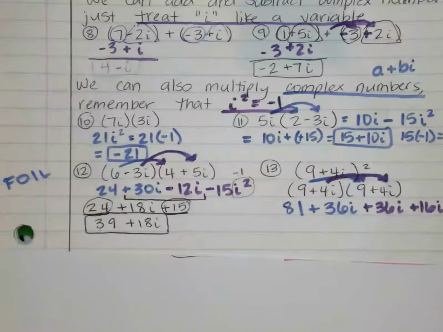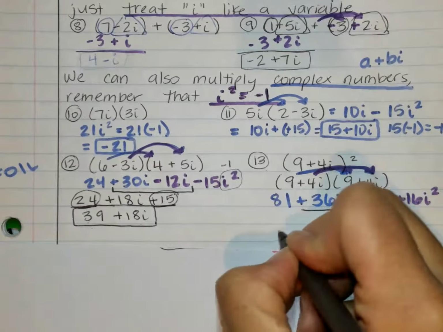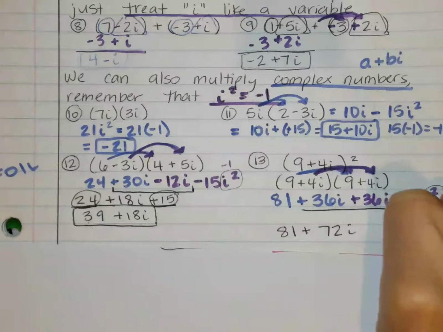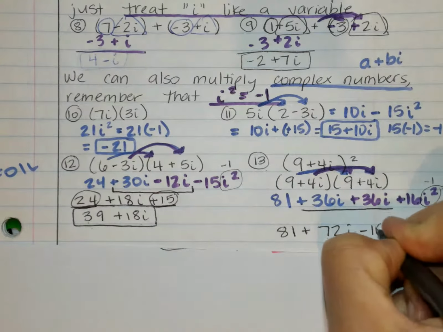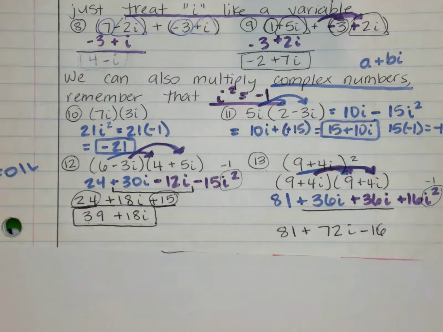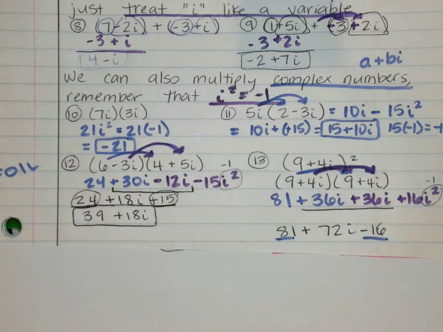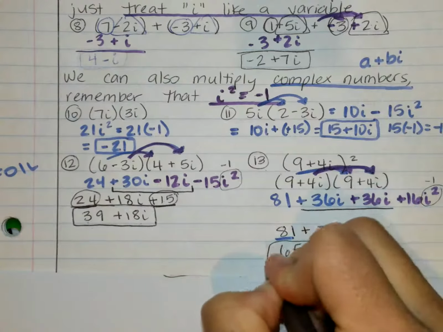Okay, so just like that other problem, we combine like terms, 36i plus 36i, 81 plus 72i, and then this i squared is going to be -1. So plus 16 times -1 would then be minus 16. And then combine like terms, 81 and -16, which is 65. So that would be our final answer. Write the 65 first, plus 72i, that comes second.